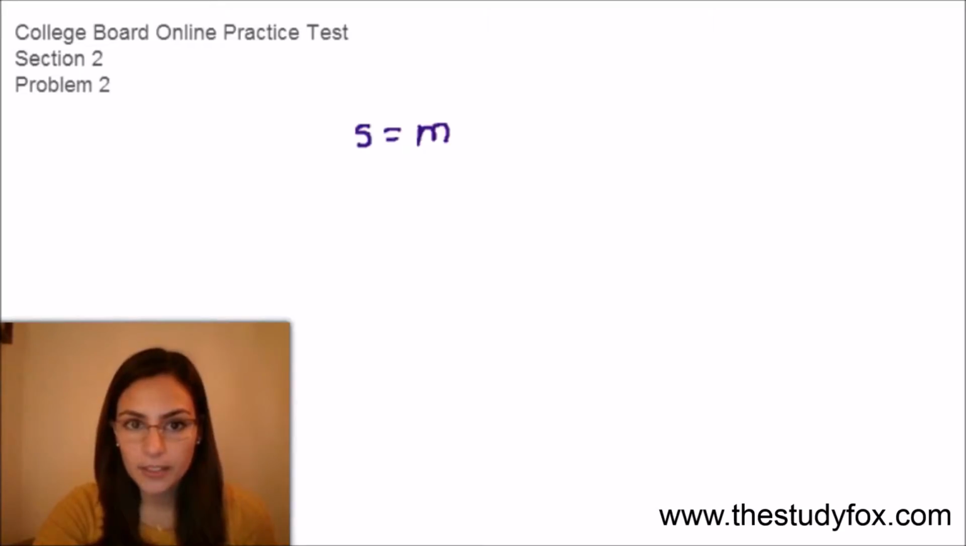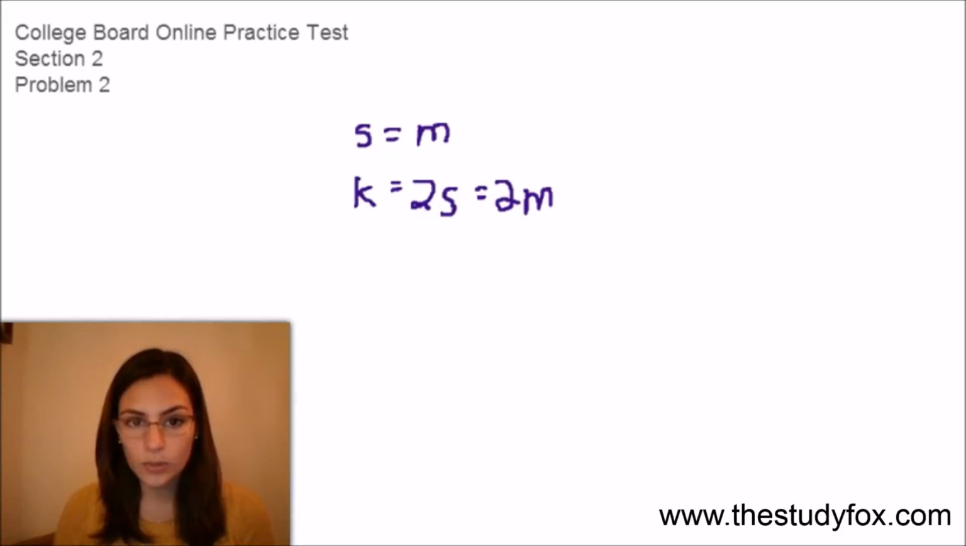Now we don't know how many miles M equals, but all we know is what the problem has told us, which is that Sam drove M miles, so S equals M. Then it says Kara drove twice as many miles as Sam. So I'm going to write down K equals 2S. And since S equals M, I know that K also equals 2M. Because these 2S and 2M equal the same because S equals M, and we've written that down as our first fact here.